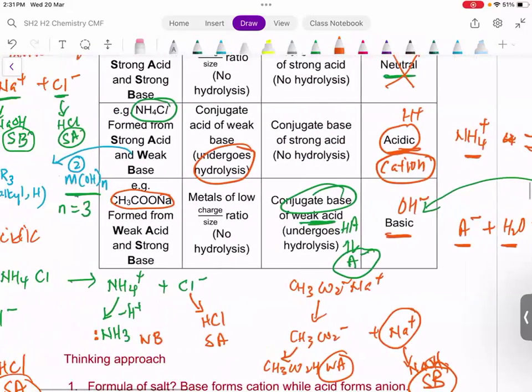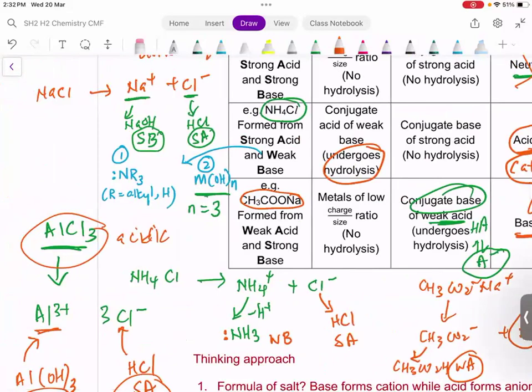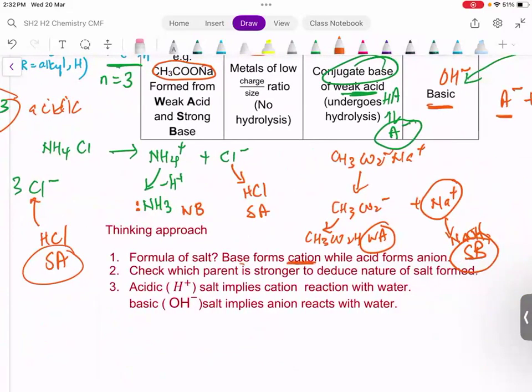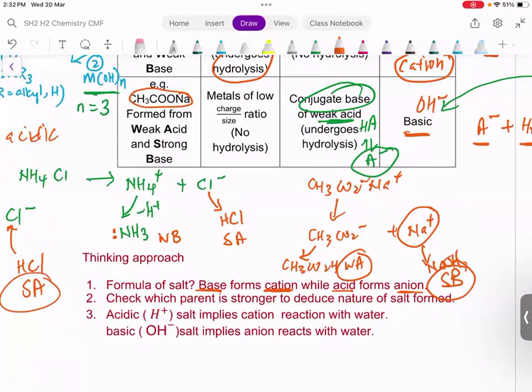No. So what we are doing here is this is my soluble salt, full dissociation. I'm trying to work out what is the parent to form this cation. So it's ammonia, because the cation comes from the base, while the anion comes from the acid. After I split into the cation and anion, I try to identify the parents. So these are the parents for the cation, and these are the parents for the anion.